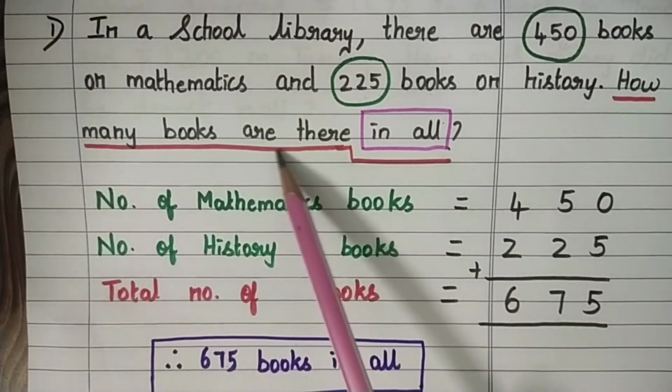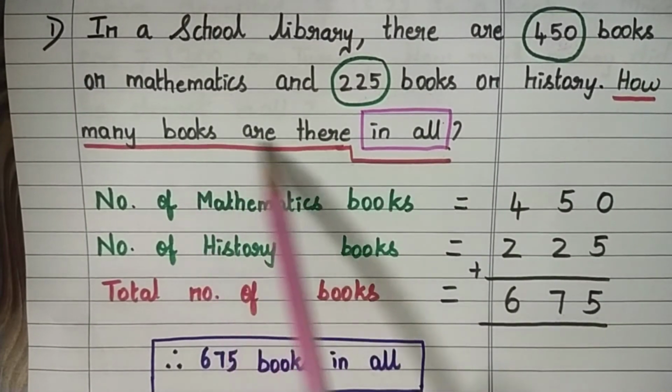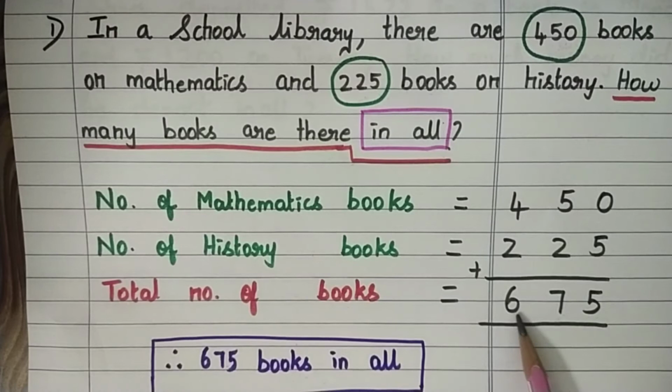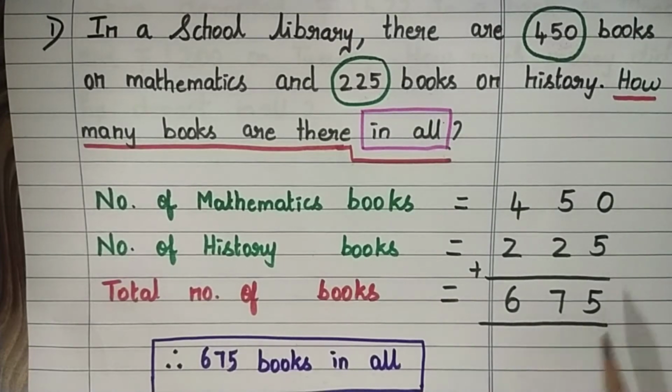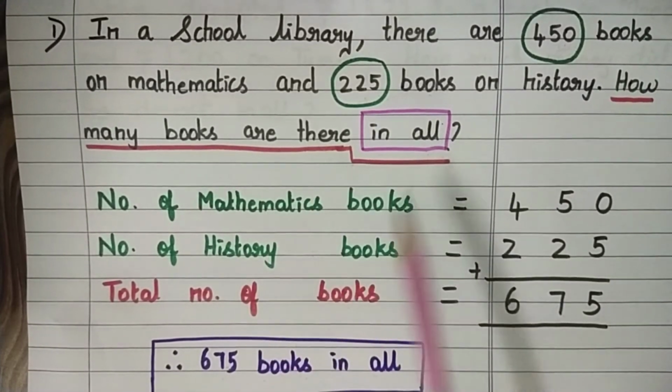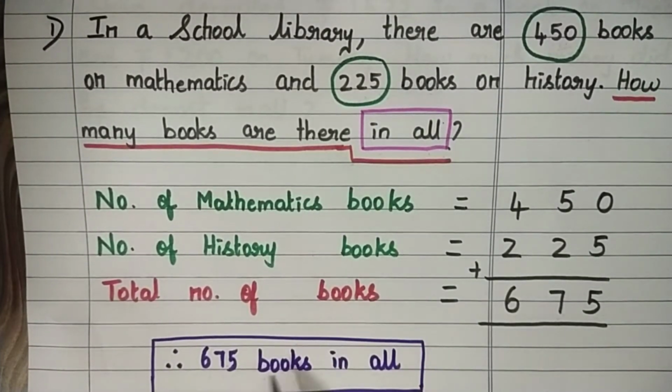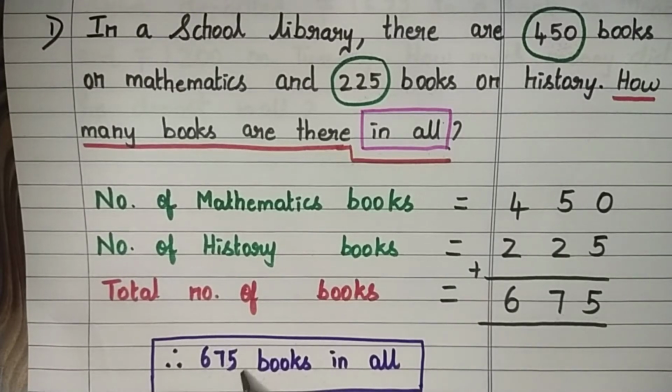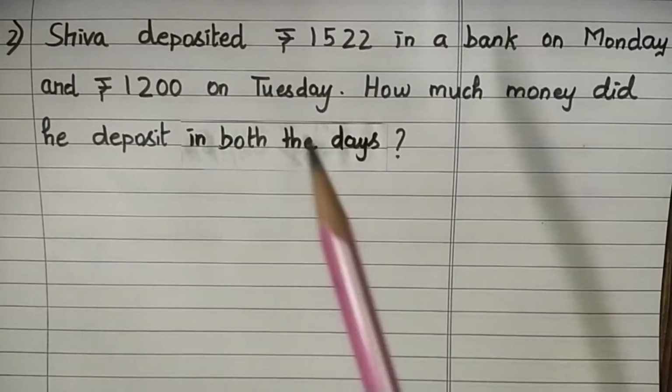How many books are there in all? Totally how many books are there in all? We found it is 675. So how to write a final statement? 675 books are there in all. So I wrote 675 books are there in all. Also you can write 675 books in all. In short also you can write like this.